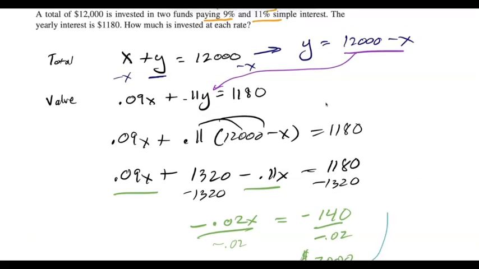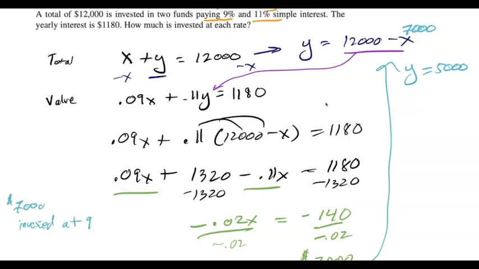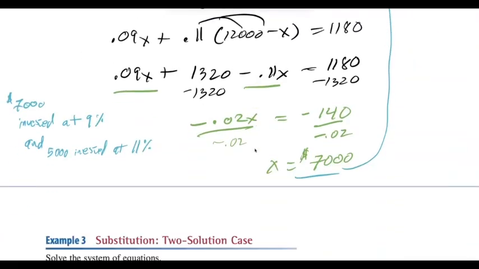Don't forget to go back and figure out how much is invested in y. If we have 7,000 in x, 12,000 minus 7,000 means we have 5,000 in y. The correct answer, because it's an application problem, is 7,000 invested at 9% and 5,000 invested at 11%. That's that idea. Let's do the next one.